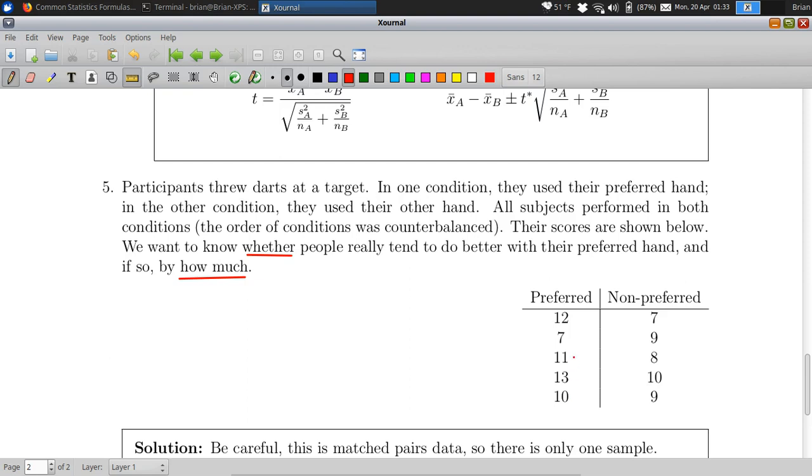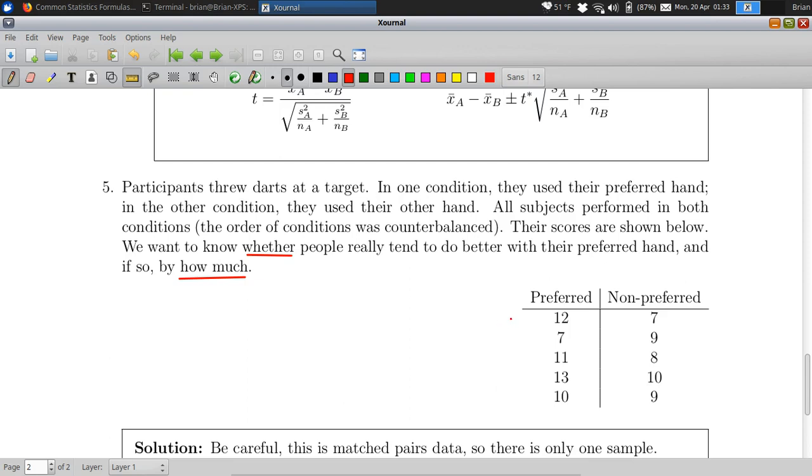So it's quantitative data. It makes sense to talk about the average score when you use your preferred hand versus the average score when you use your non-preferred hand, your left hand for most people. So is there a significant difference between these two groups of numbers? And if so, how big is the difference? Sounds like we're ready to go, except there's one caveat here. Is this one or two samples? It looks like two samples, but it's actually not.